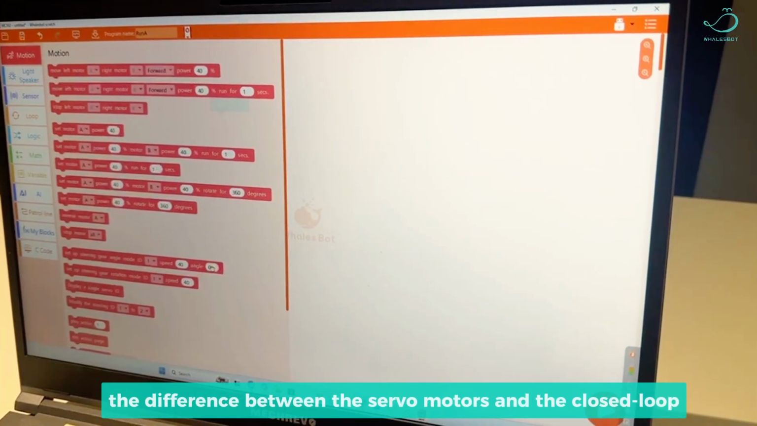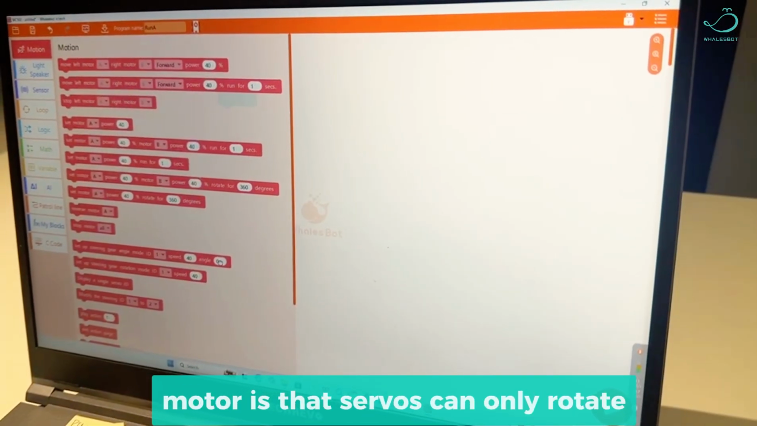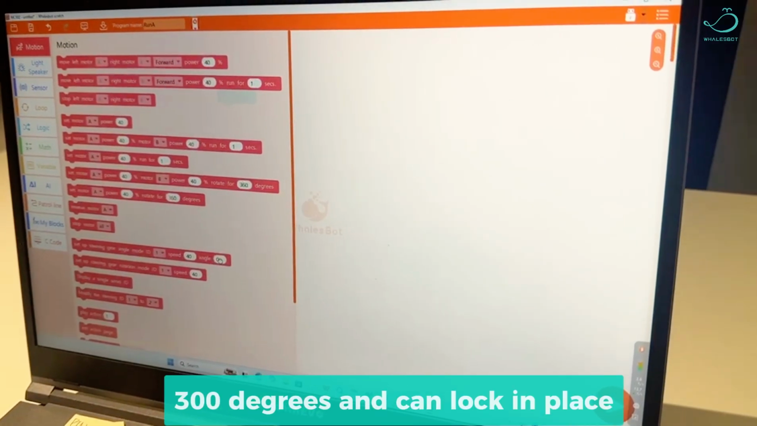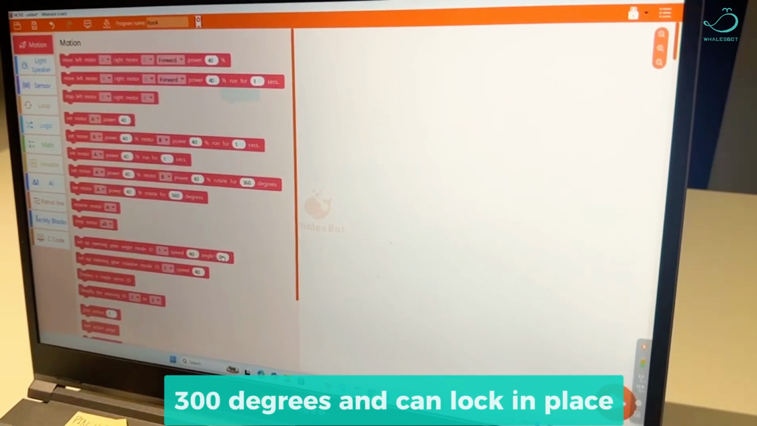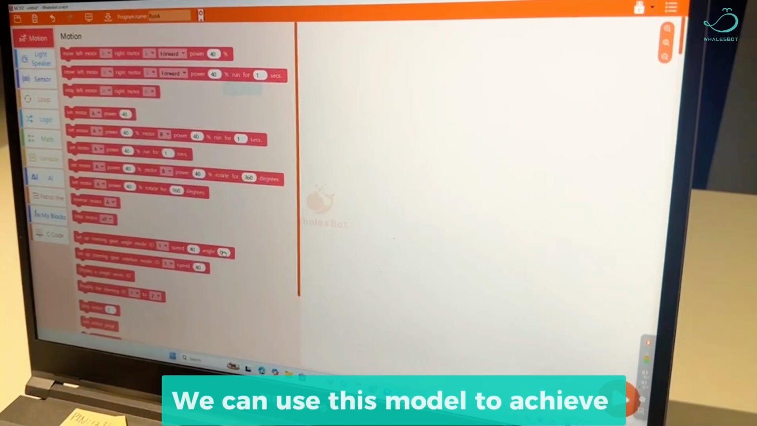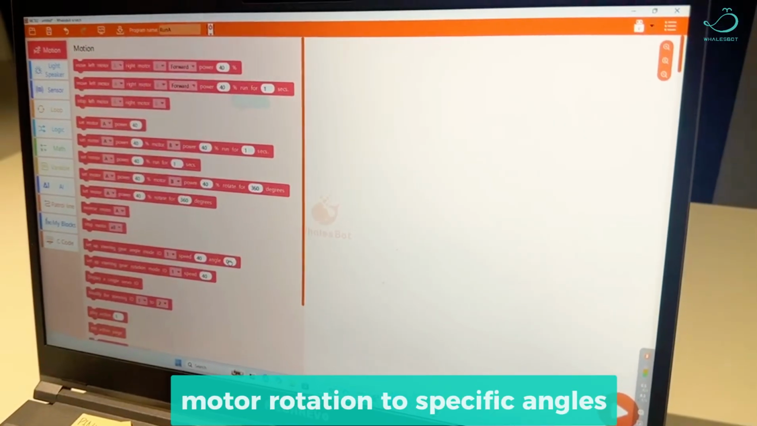The difference between the servo motors and the closed-loop motor is that servos can only rotate 300 degrees and can lock in place when engaged. We can use this mode to achieve motor rotation to specific angles.